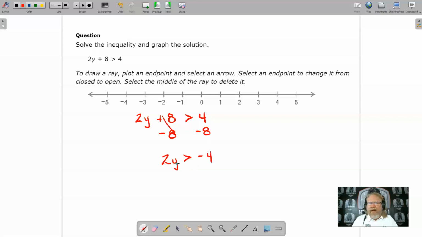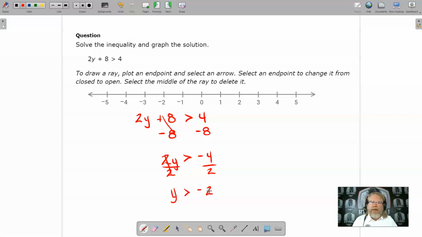Now we need to divide by 2, because the 2 is tied to the y through multiplication. So let's go ahead and divide by 2. It is the number we wish to get rid of, so that's why we're dividing by 2. The 2's will cancel each other. We are left with y on the left is greater than negative divided by positive is negative. 4 divided by 2 is 2. So y is greater than negative 2.